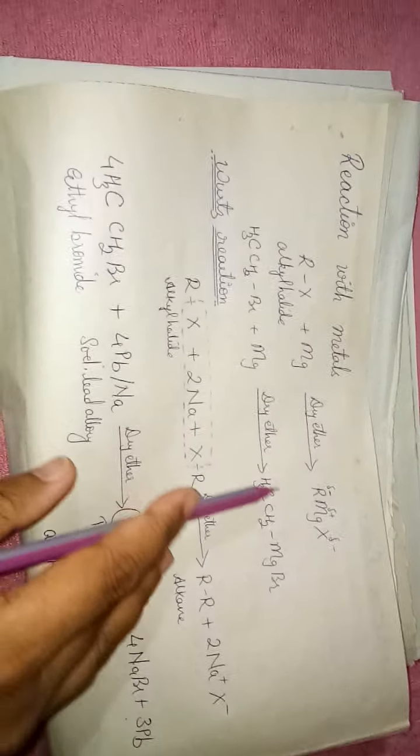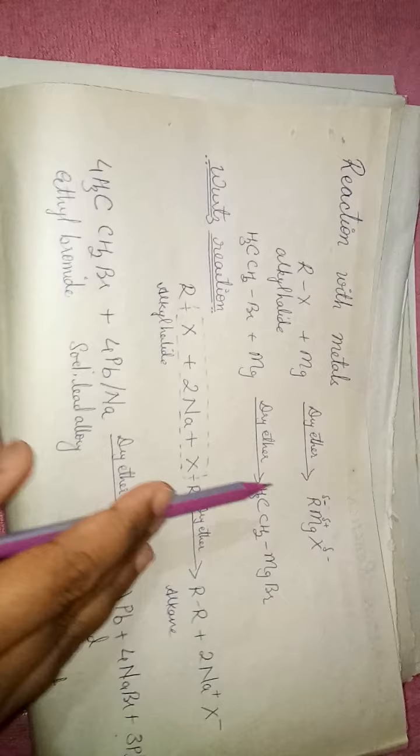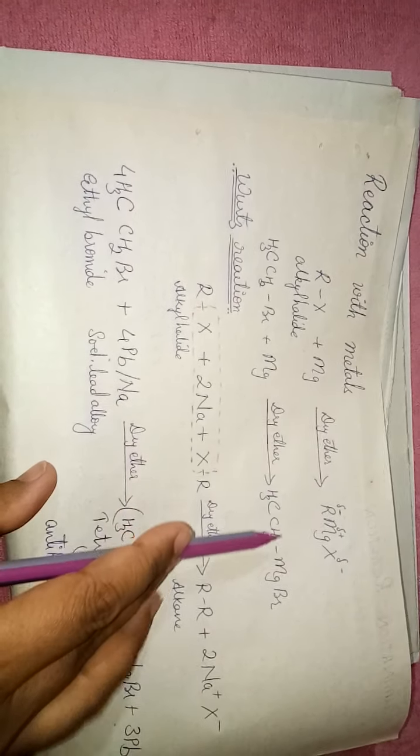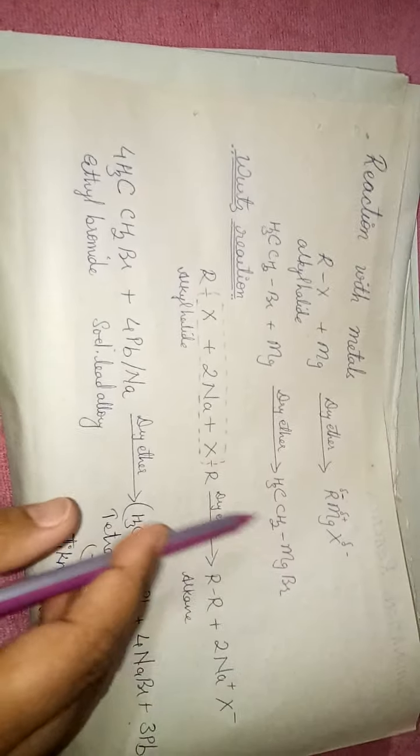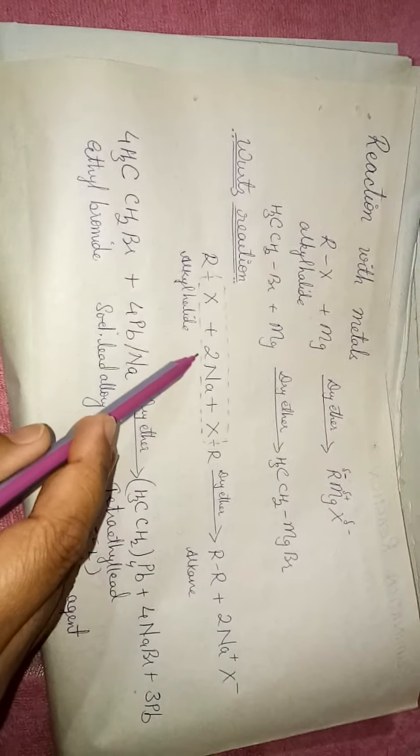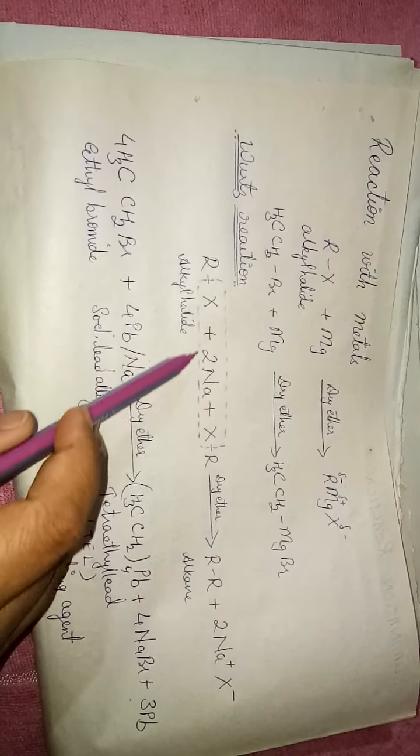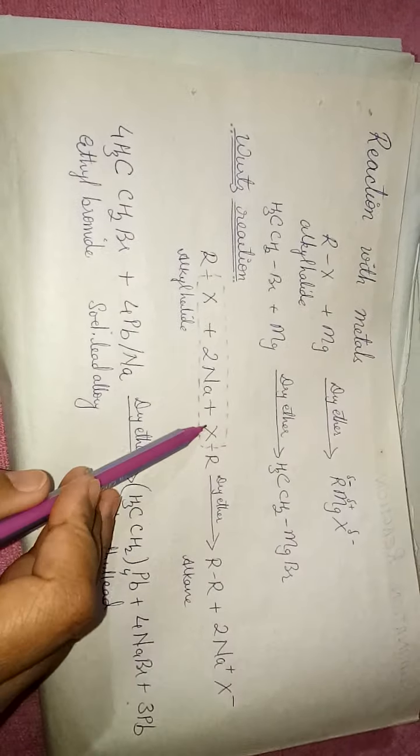So when reaction with metal takes place, first of all we form a Grignard reagent. After formation of Grignard reagent, what do we do? We do the reaction. How?